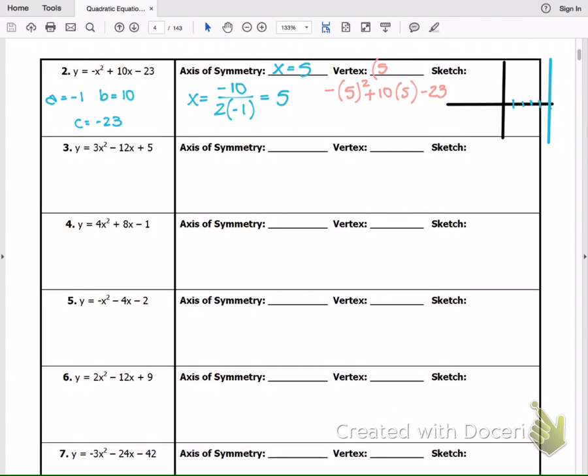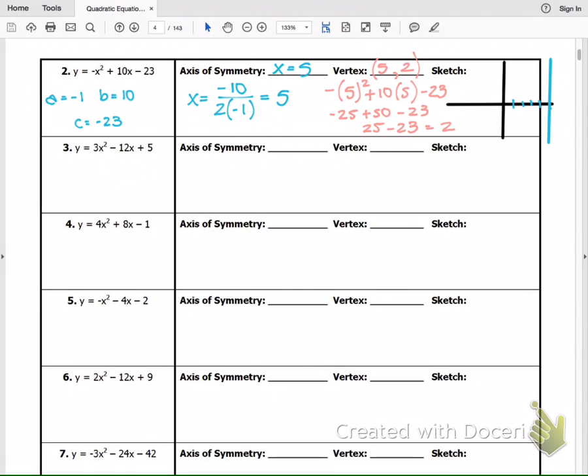Okay? So if I'm plugging this in, this is not necessarily something I'm going to let you use your big calculators for, or any calculator, because this is just math. I mean, square the 5 first. Gives me -25 plus 50 minus 23. Remember, you would go left to right on this, so -25 plus 50 is 25. Minus 23 gives me what? 2, and that's my y value of my vertex.